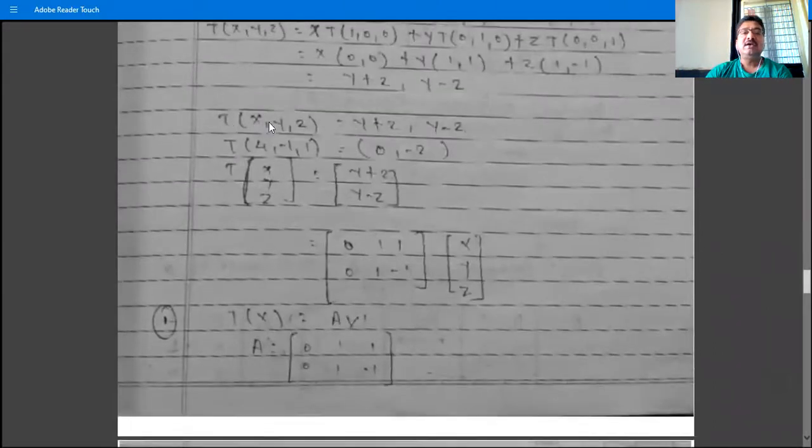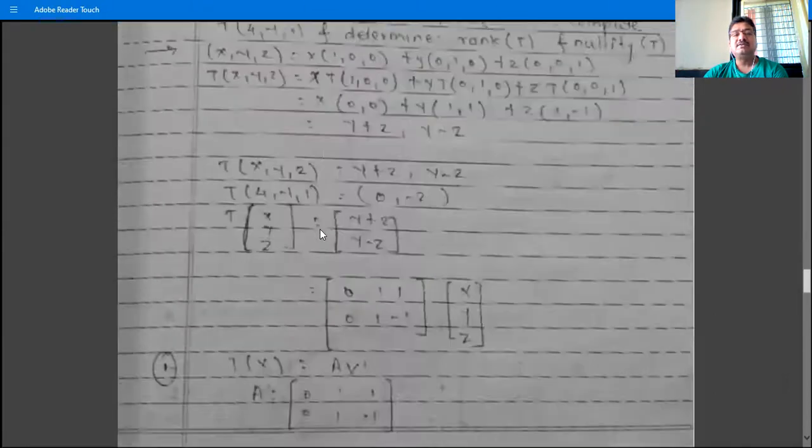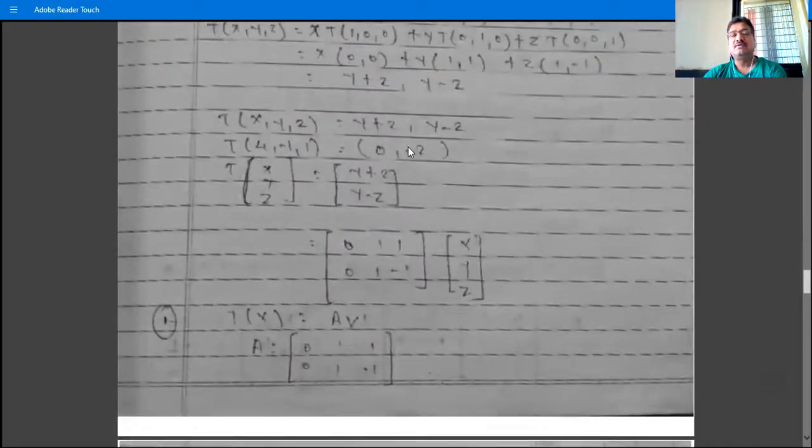So T(x, y, z) is equal to, in round brackets, which are very important, open bracket, (y plus z, y minus z). And so for T(4, minus 1, 1), we substitute (x, y, z) as (4, minus 1, 1) and get this answer. So T(x, y, z) is equal to (y plus z, y minus z).